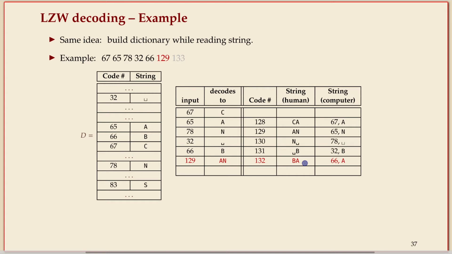Okay? Can it ever happen that what we try to add to the dictionary here is already in the dictionary? Any ideas? Suppose it was possible. So what would happen if BA is already in the dictionary before? It cannot happen. Can someone tell me why?